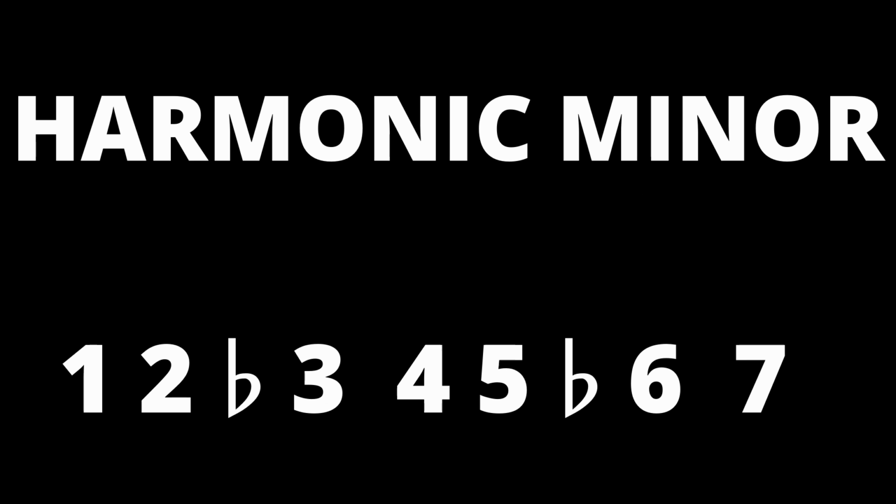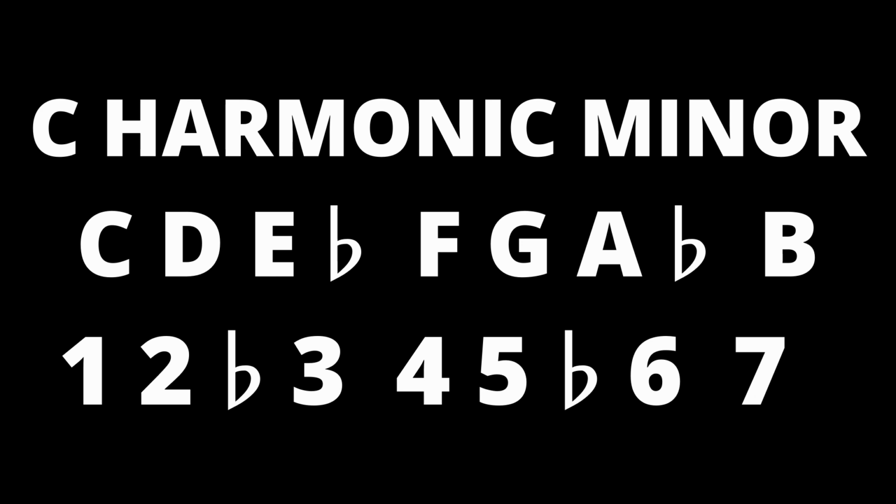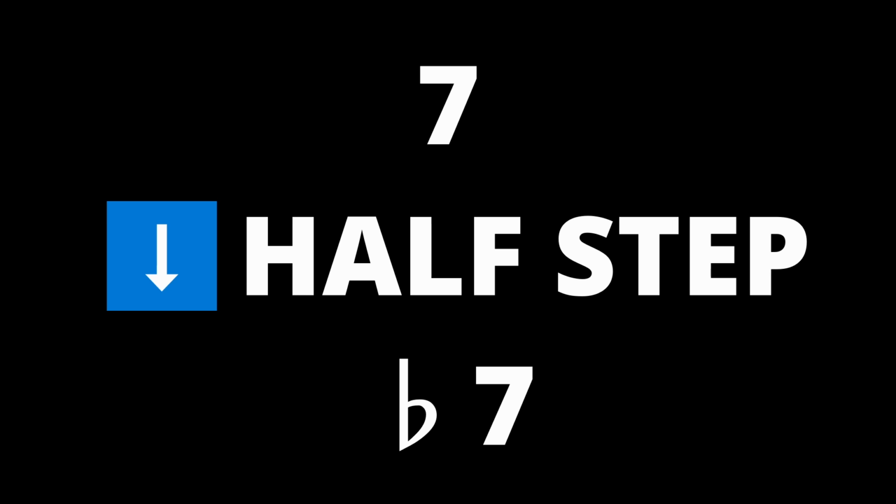Let's begin. The harmonic minor scale has the scale degrees 1, 2, flat 3, 4, 5, flat 6 and 7. So the C harmonic minor scale has the notes C, D, E flat, F, G, A flat and B. If you remember the natural minor or Aeolian scale I showed you earlier, it only has one note of difference with the harmonic minor scale. The 7th note, also known as the leading note, has been raised by a semitone or half a step.